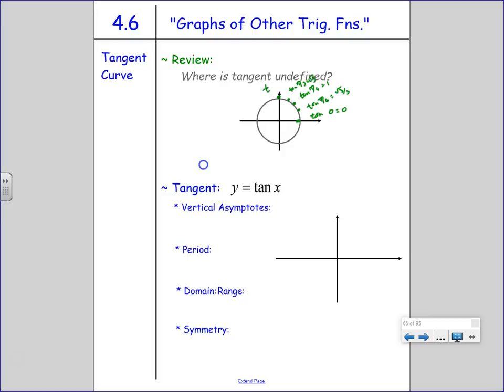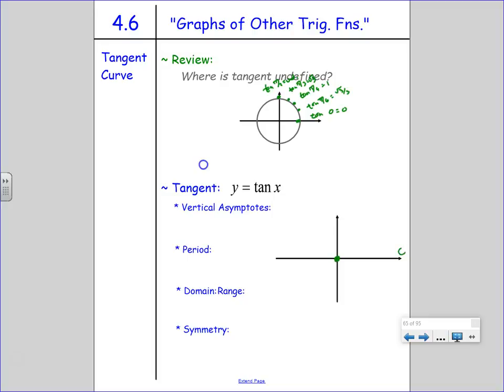And what's tangent of pi over 2? Undefined. Wait, what's undefined mean? 1 over 0. Ready? Tangent of 0 is 0.